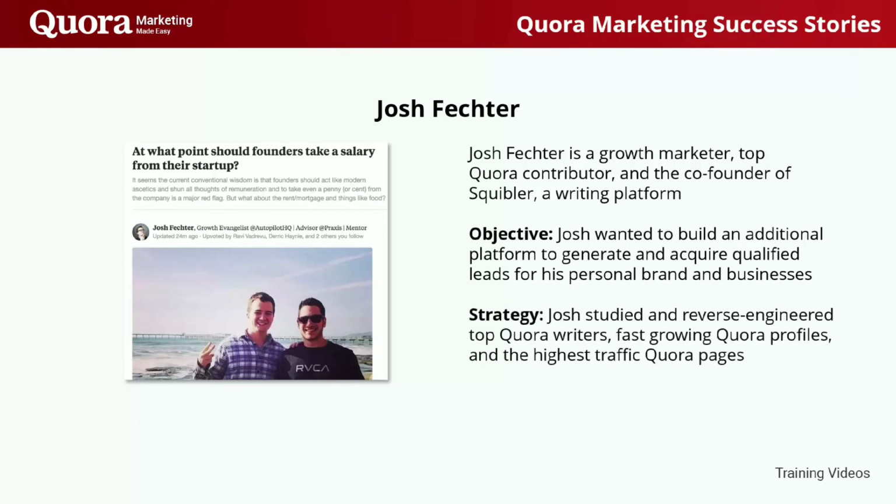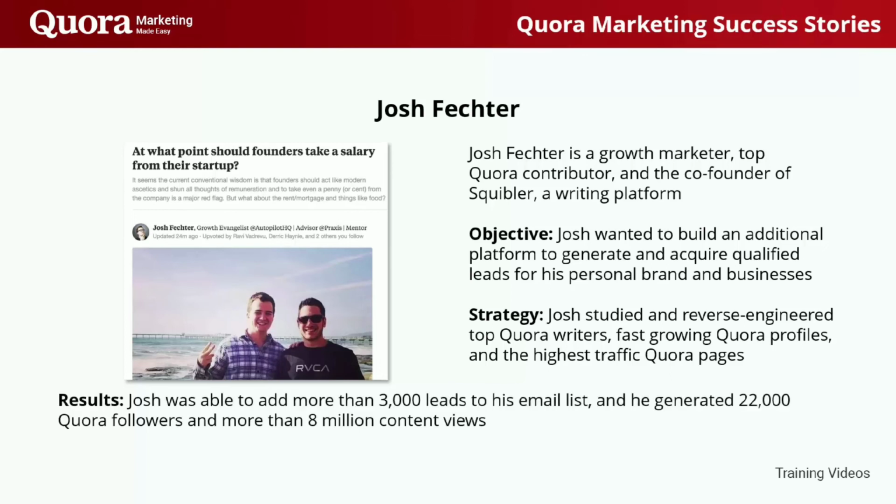Strategy. Josh studied and reverse engineered top Quora writers, fast-growing Quora profiles, and the highest traffic Quora pages. Results? Josh was able to add more than 3,000 leads to his email list, and he generated 22,000 Quora followers and more than 8 million content views.